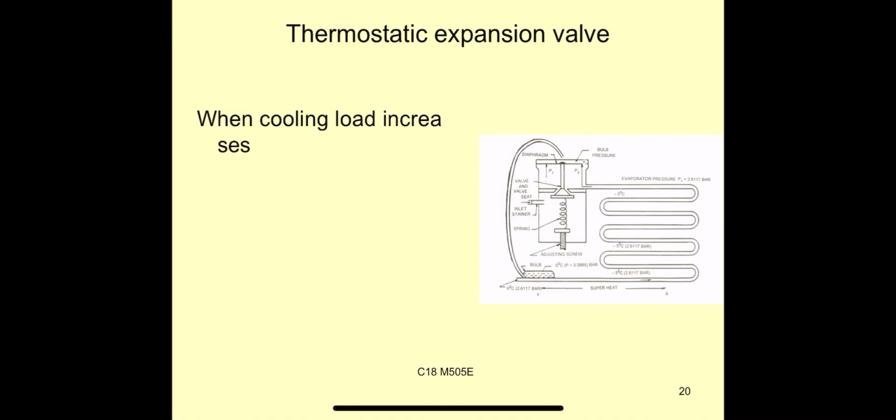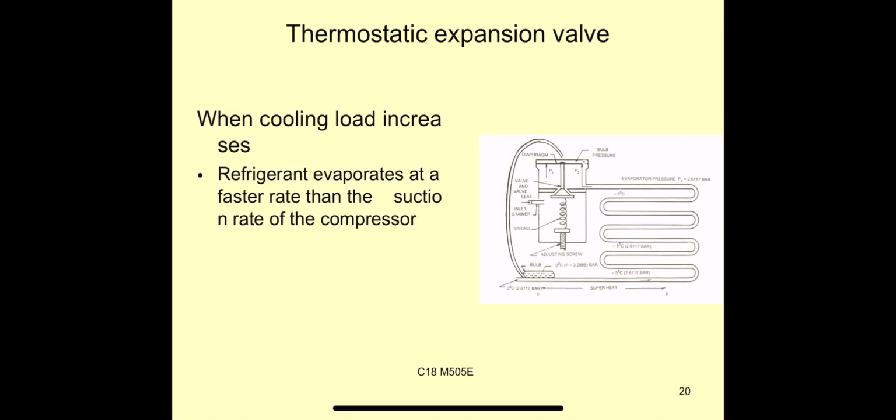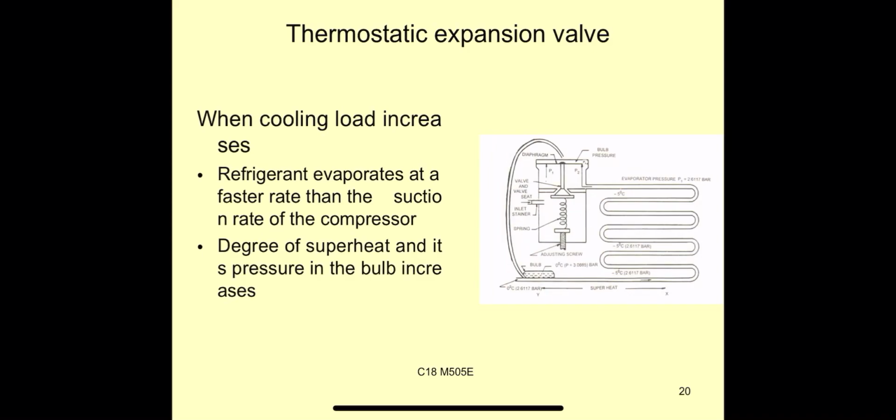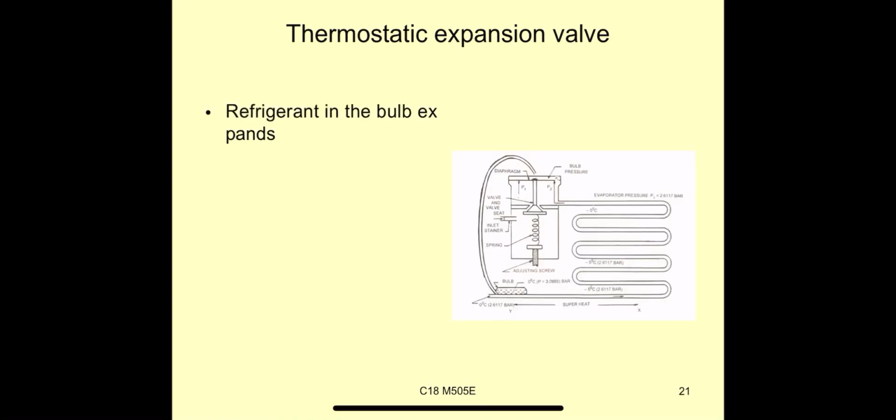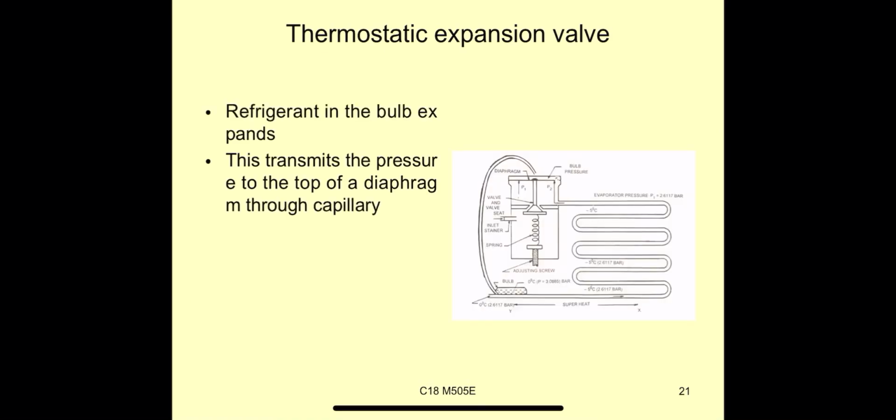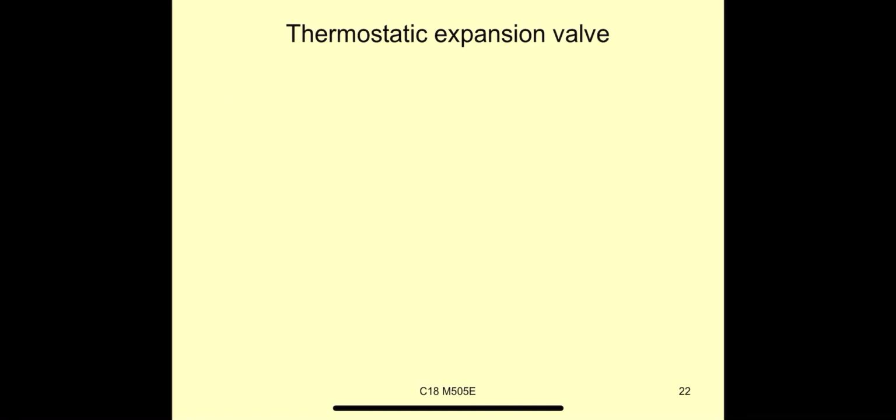When the cooling load increases, the refrigerant evaporates at a faster rate than the suction rate of the compressor. The degree of superheat and its pressure in the bulb increases. As the refrigerant in the bulb expands, it transmits the pressure to the top of the diaphragm through the capillary. The valve opens more and more refrigerant is admitted.